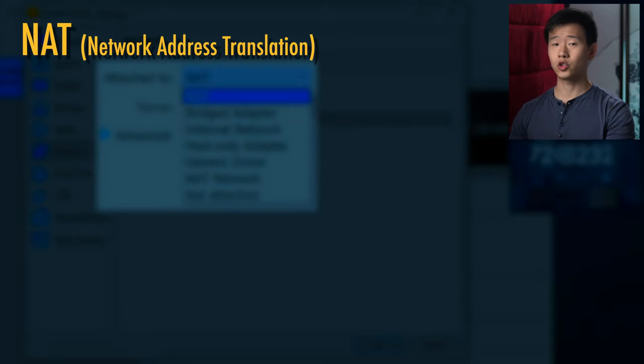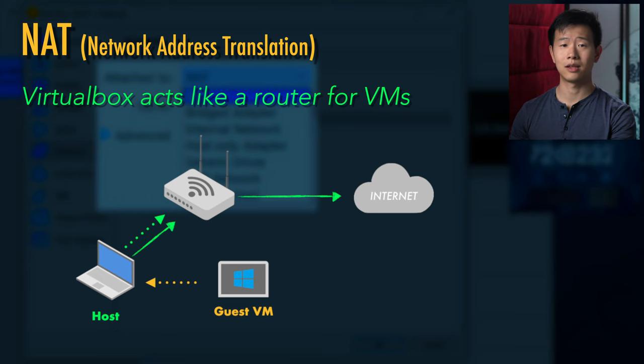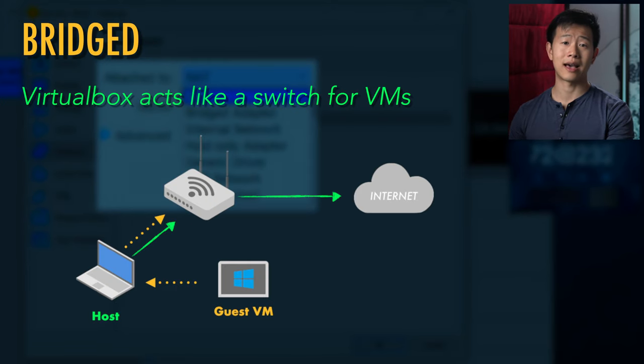With NAT, VirtualBox will act like a router and forward the VM's traffic so it appears to originate from your host operating system. With Bridged Adapter, VirtualBox will act like a switch and pass your VM's traffic through to the host computer's physical network interface with its own MAC address. It's as if the VM was just another physical computer on the network you're connected to.